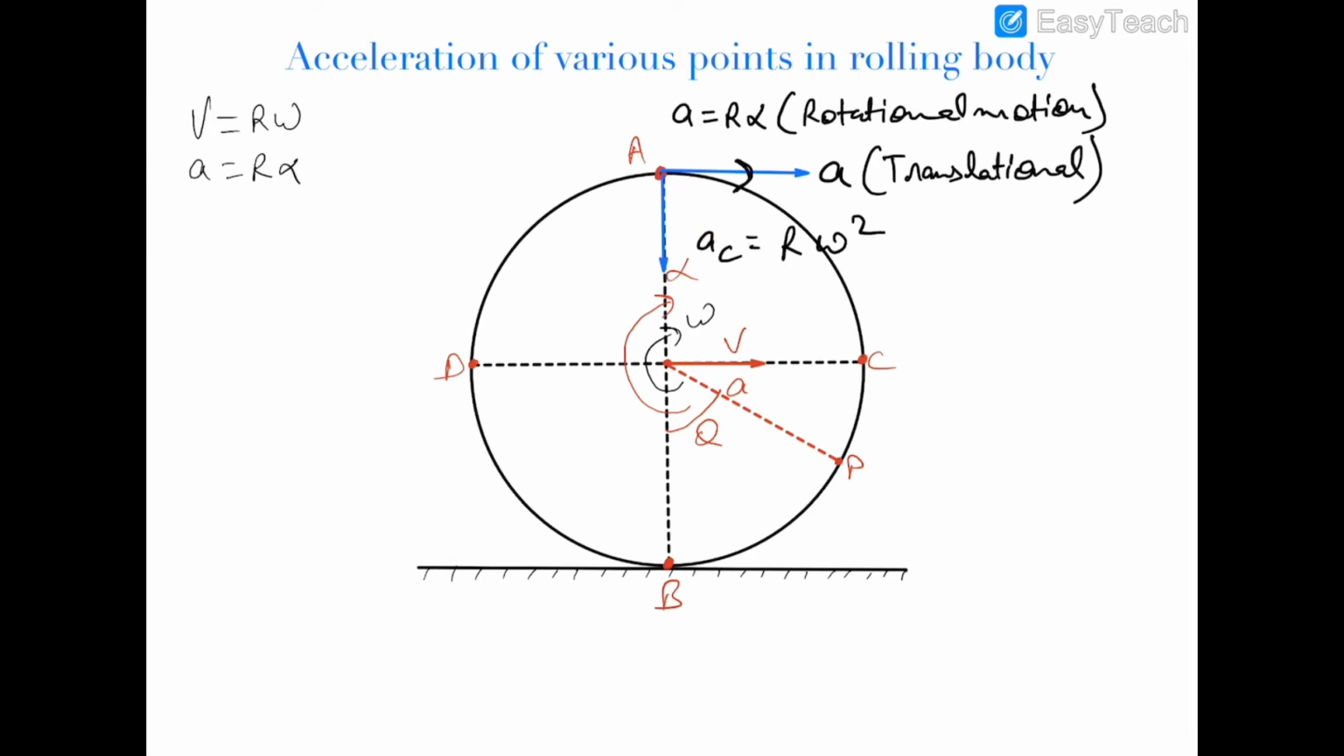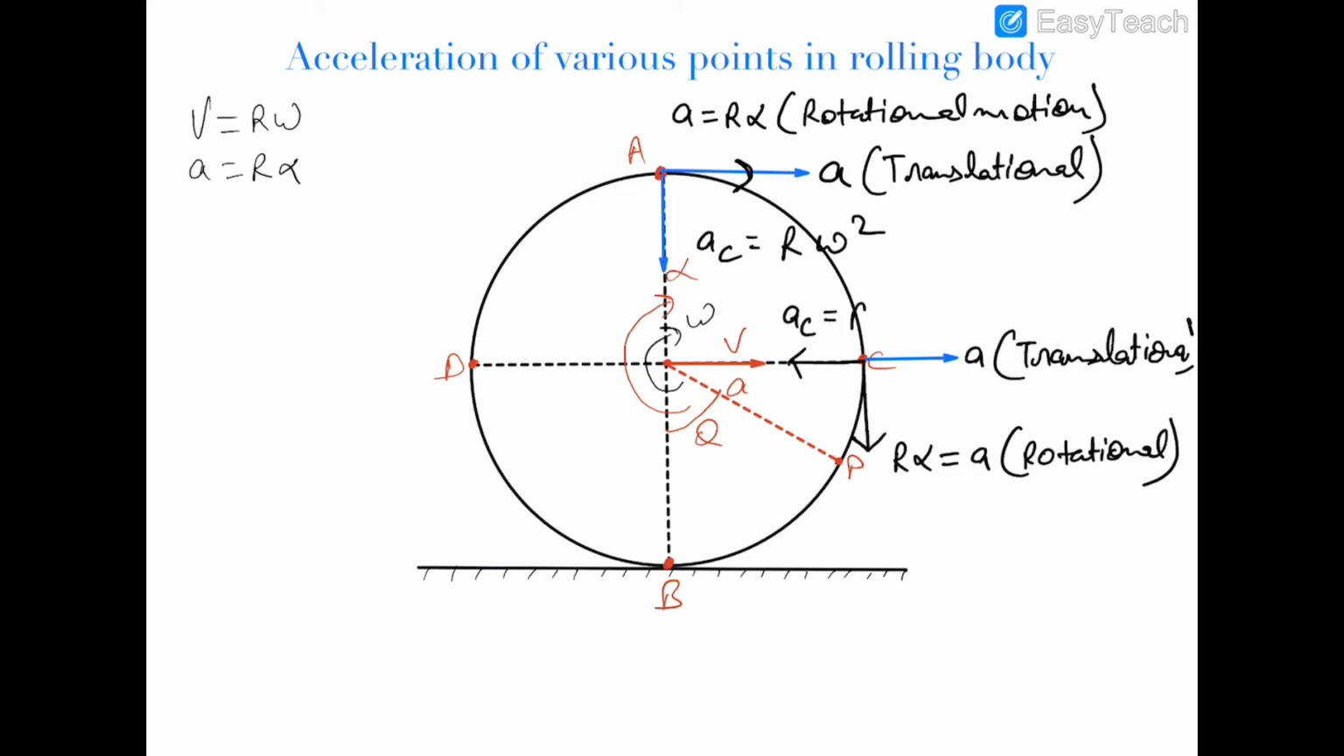Now let's move on to point C. The acceleration of point C due to translational motion will be like that. Acceleration of point C due to rotational motion is R alpha, which is also equal to A. And the centripetal acceleration of point C would be in the backward direction, which is R omega square.